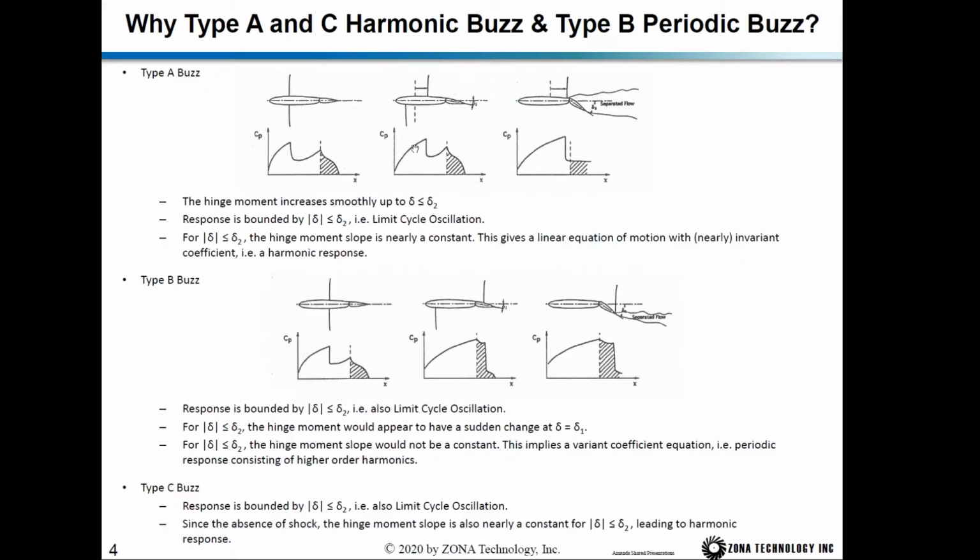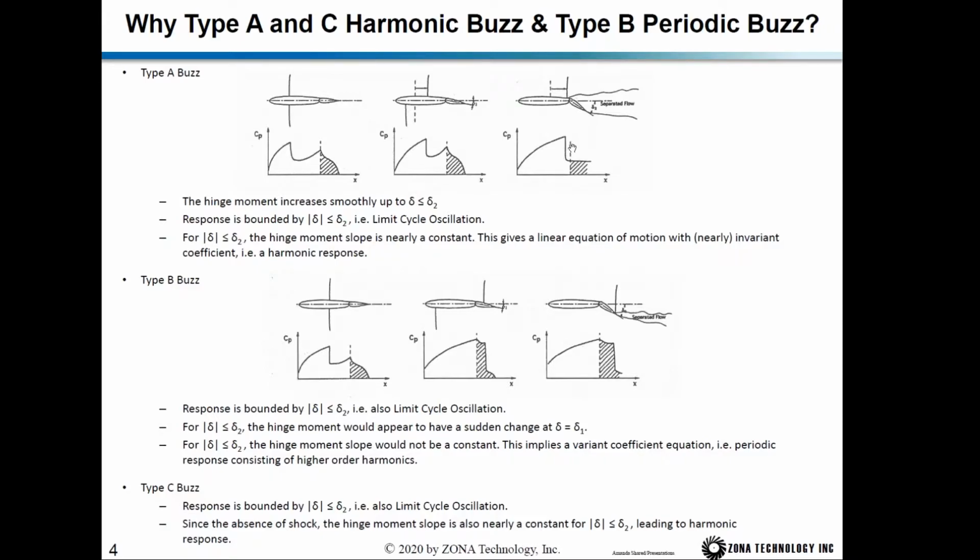If we look at type A buzz, because the shock never crosses the hinge line of the control surface, if you integrate the CP on the control surface to obtain the hinge moment, you will find that the area underneath the CP is proportional to the control surface deflection. But when the control surface deflection becomes large, it creates a flow separation. So at a high control surface deflection angle, the flow becomes stable. Therefore, control surface buzz usually leads to limit cycle oscillation.